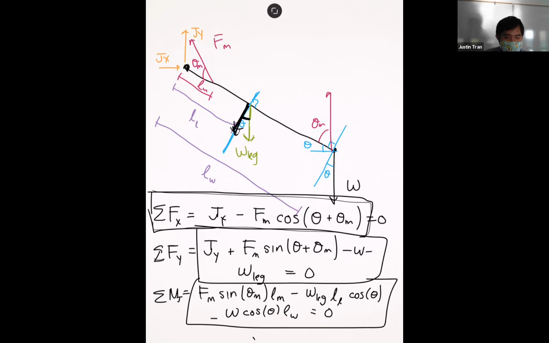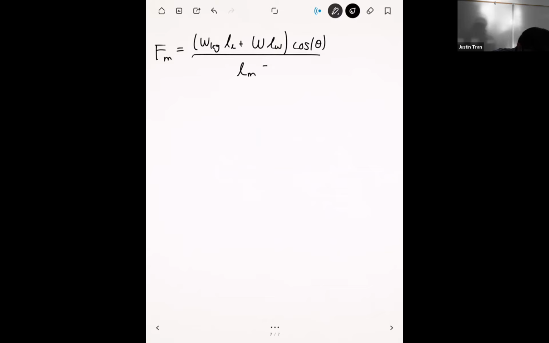Okay. And so just like we normally do, we're going to take the last equation and solve that one for Fm. And so I'm going to skip through the algebra just for the sake of time. If you solve algebraically for Fm from the moment equation, what you get is W leg times LL plus W LW times cosine of theta, divided by Lm sine theta m, okay?